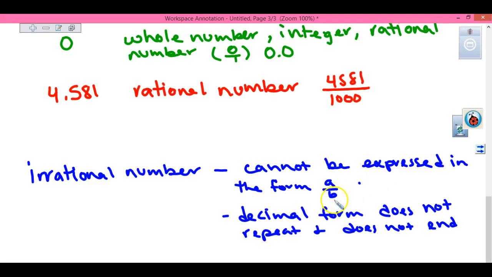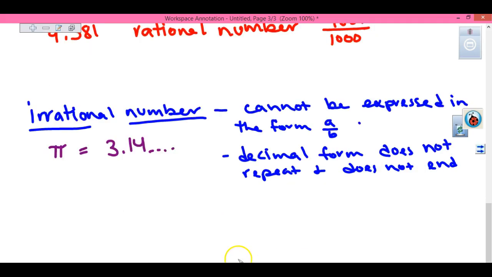An irrational number cannot be expressed in the form of a over b or in a fraction form. In the decimal form, it does not repeat and does not end. Can anybody think of a number that does not repeat and does not end? Pi. Pi would be 3.14 and it goes on and on forever, non-repeating and non-ending. Anybody else can think of another example? The square root of 7. The square root of a number that is not a perfect square.